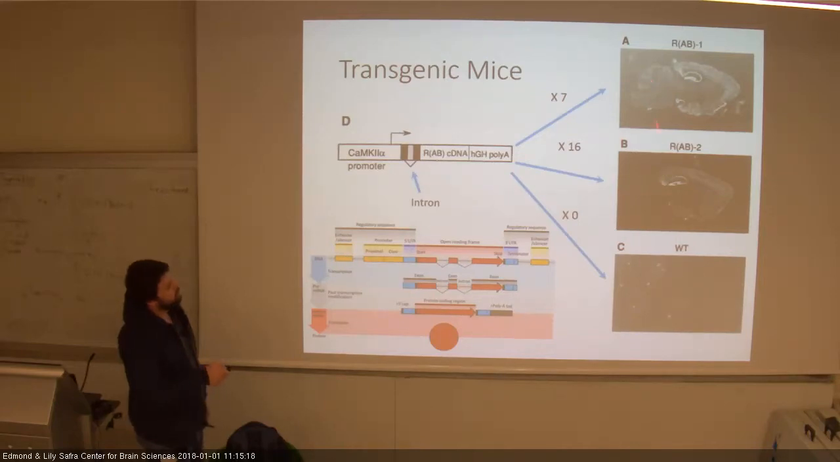So here is actually the proof that you have the expression, and you can see that the expression is not really totally specific, but you have a very strong expression of their construct in the hippocampal region, which is here. Okay? And in the wild type you have nothing, obviously, because you don't have this construct. So they wanted to show that they can detect their construct and not get artifacts, and that the construct is expressed in a strong way in the hippocampus.